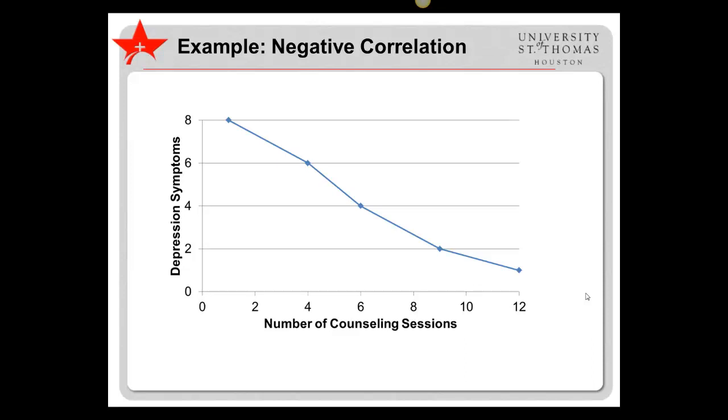Here is an example of a negative correlation. On the y-axis is the number of depression symptoms a person reports. On the x-axis is the number of counseling sessions the person attended. Also, as expected, a larger number of counseling sessions was associated with fewer depression symptoms. Here, the regression line slopes downward.